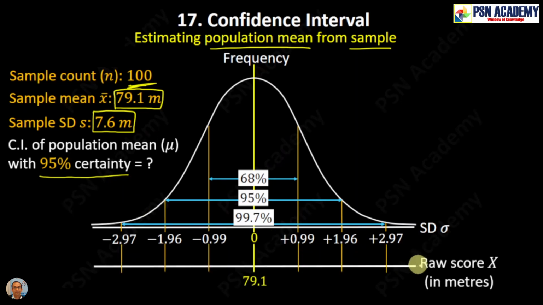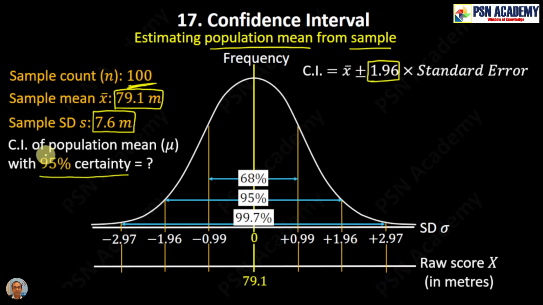So here we go with the raw score in meters. That means 79.1 meters is aligned with the 0 of standard deviation, and the formula goes like this: x bar plus minus 1.96. You have chosen this value. Why? Because 95% confidence is needed, and we know that in a normal distribution, we are 95% sure that the data will lie between minus 1.96 SD and plus 1.96 SD. So these are the two values of SD between which 95% of the data will lie. That is the reason we have taken 1.96 over here.